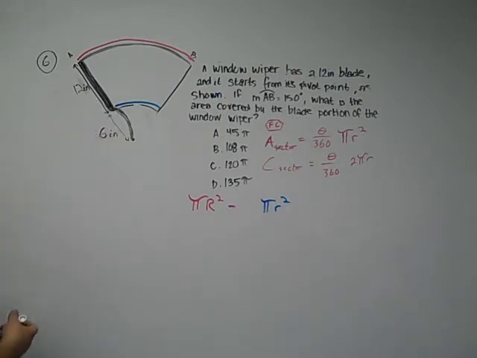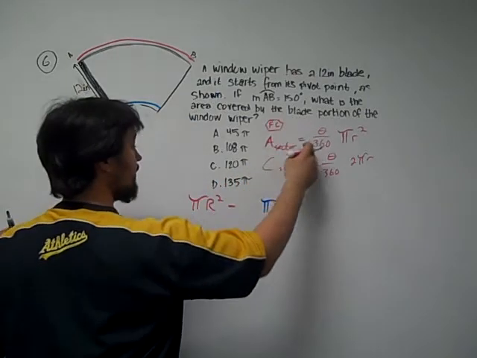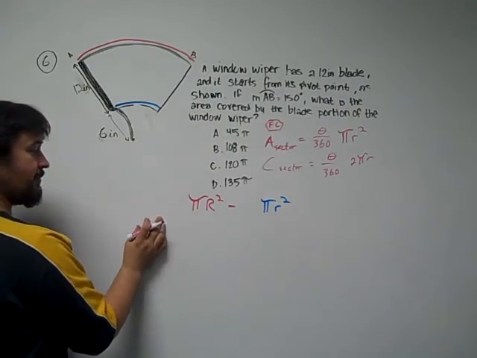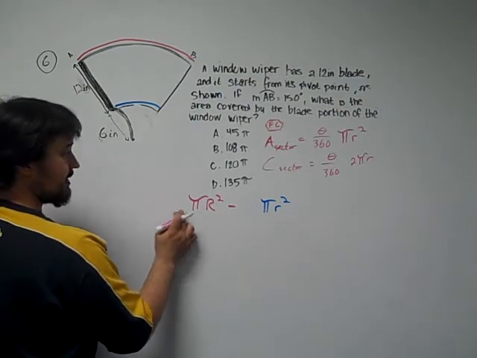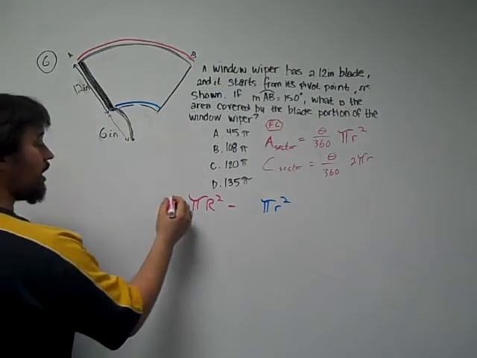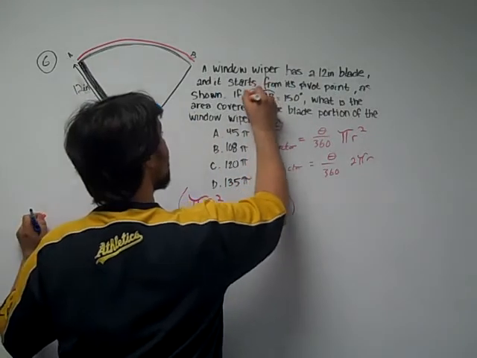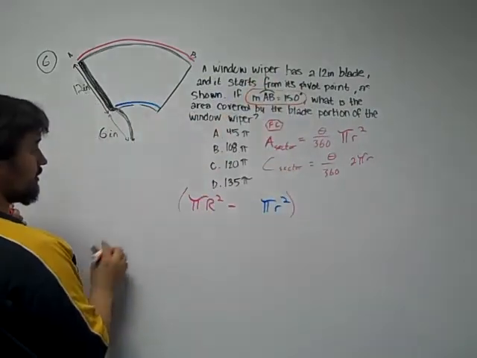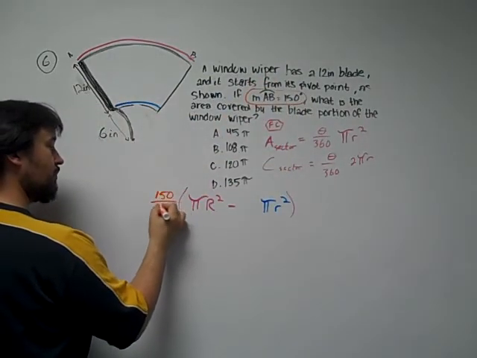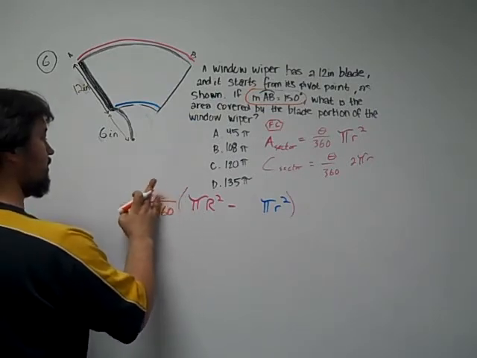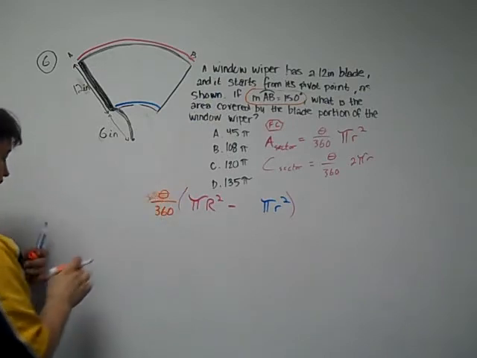And the last thought is, it's not a full circle, right? It's theta over 360. So I can do one of two things. I can either put parentheses here and multiply the entire thing by theta over 360, or put theta over 360 in two different places. I'm going to go ahead and multiply the entire thing out front by just theta over 360, or 150 over 360. Right? And that's it in the generic form.